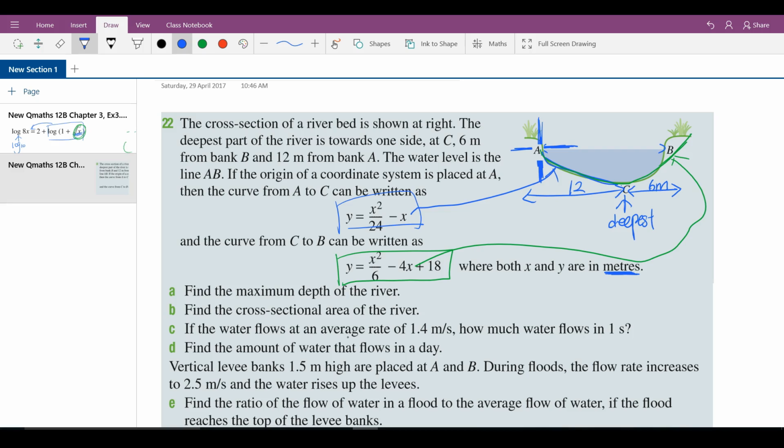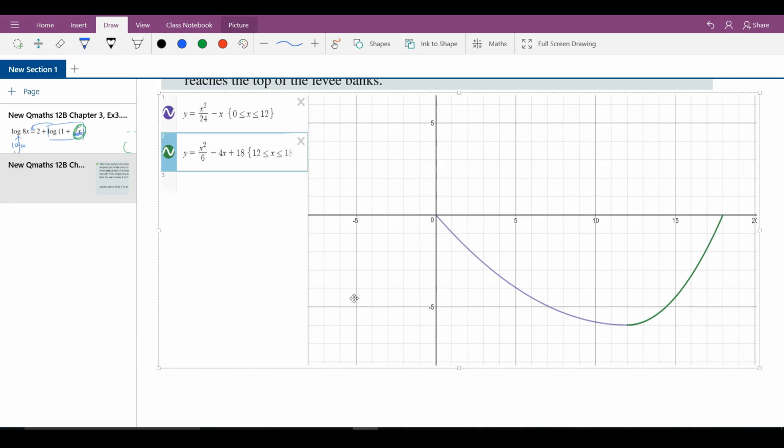Find the maximum depth of the river. Well, first we need some graph. We need to graph these two functions, so let me go to Desmos. Here is the function. The first function is our A to C function. The A point is here, C point is here, and B point is here. I put a limit on the domain of the A to C function, because from the origin, x equals 0, to x equals 12, that's where C is. Afterward, the bank is represented by the other function, the C to B function, which also has a limit on the x domain, from 12 to 18.